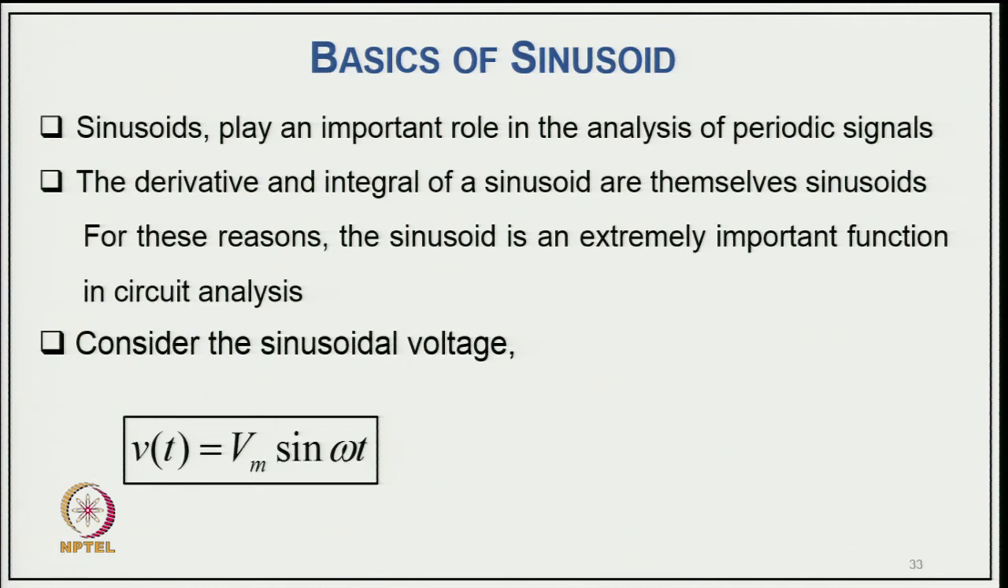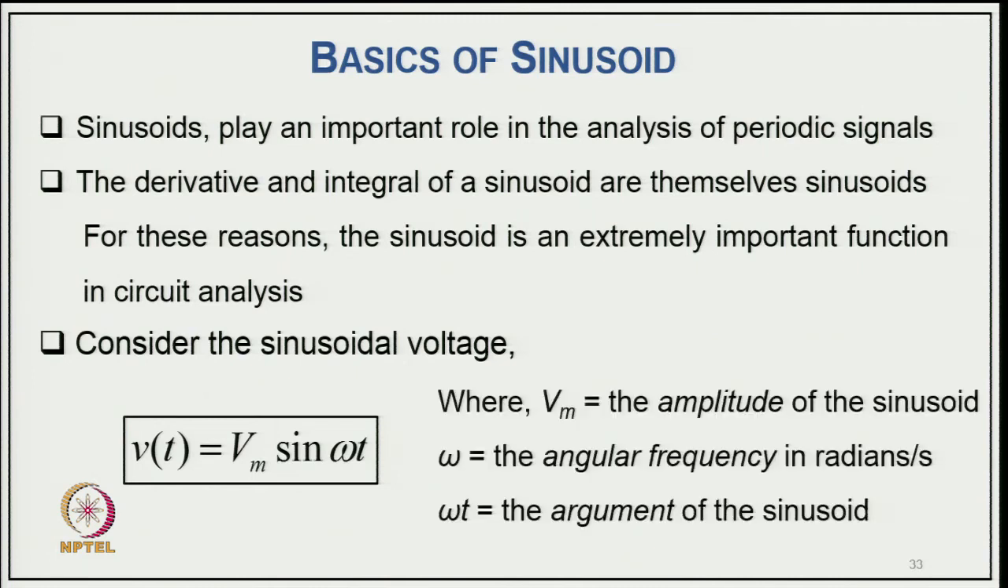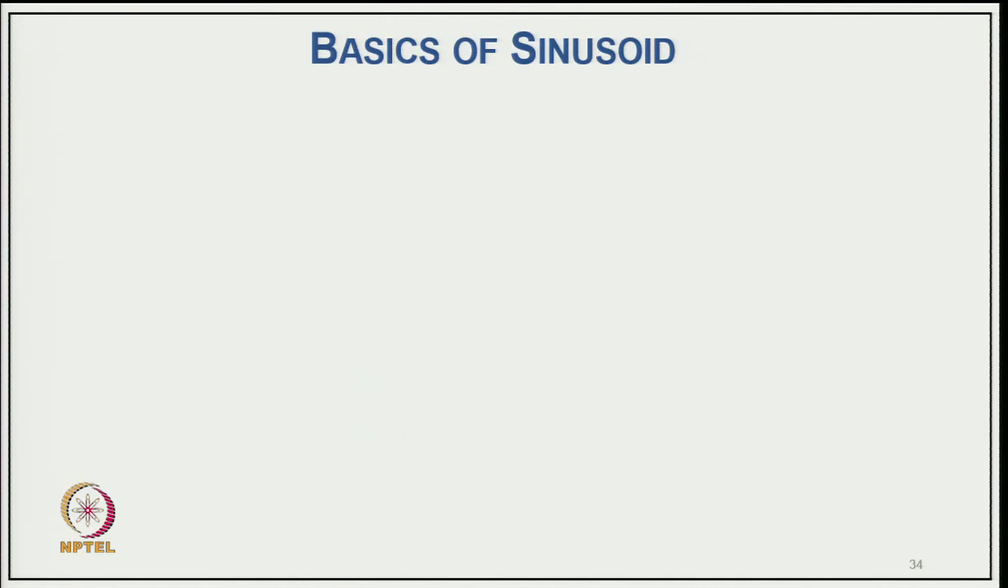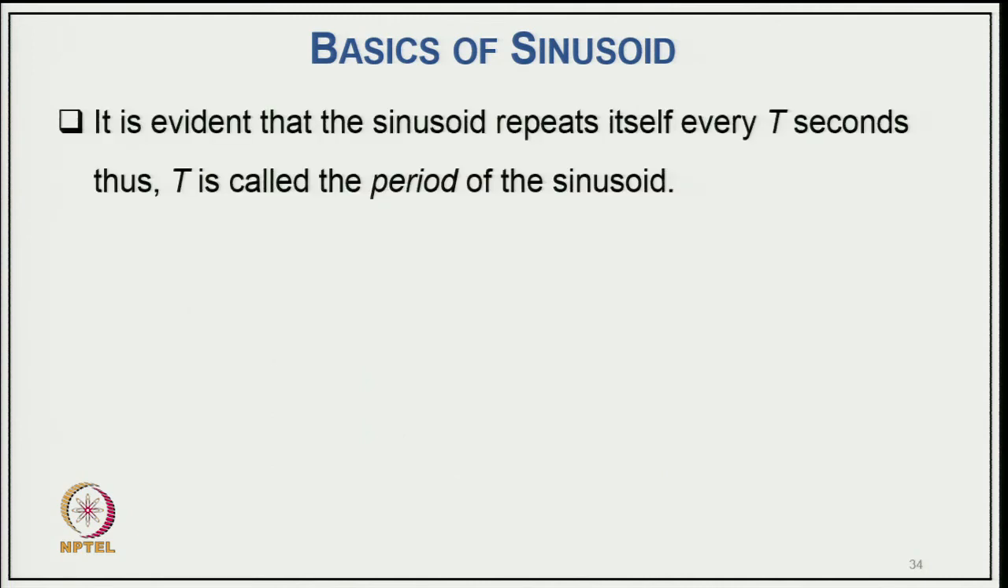And consider the sinusoidal voltage v(t) equal to Vm sin ωt, where Vm is the amplitude of the sinusoid, ω is the angular frequency in radians per second, and ωt is the argument of the sine wave. It is evident that the sinusoid repeats itself every T seconds, and thus T seconds is called the period of the sinusoid.